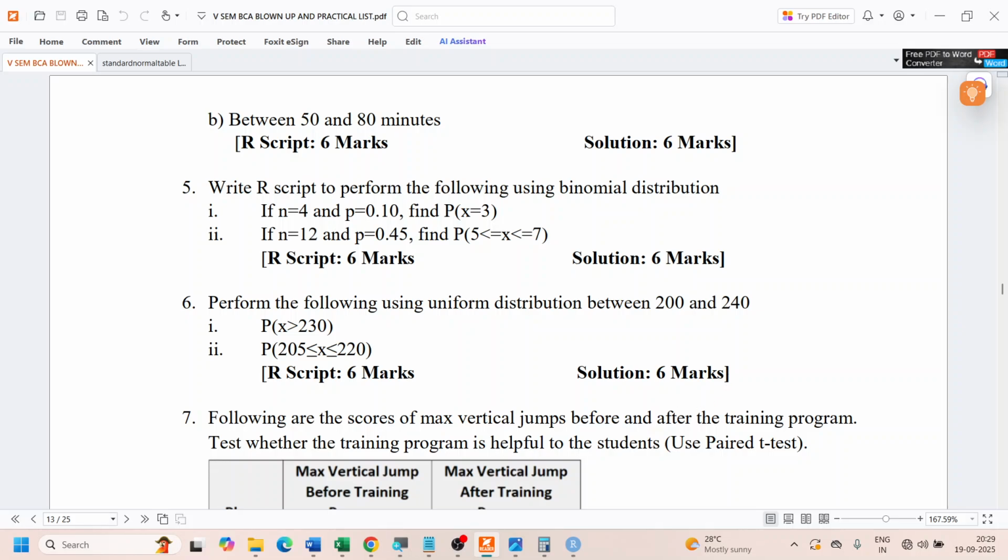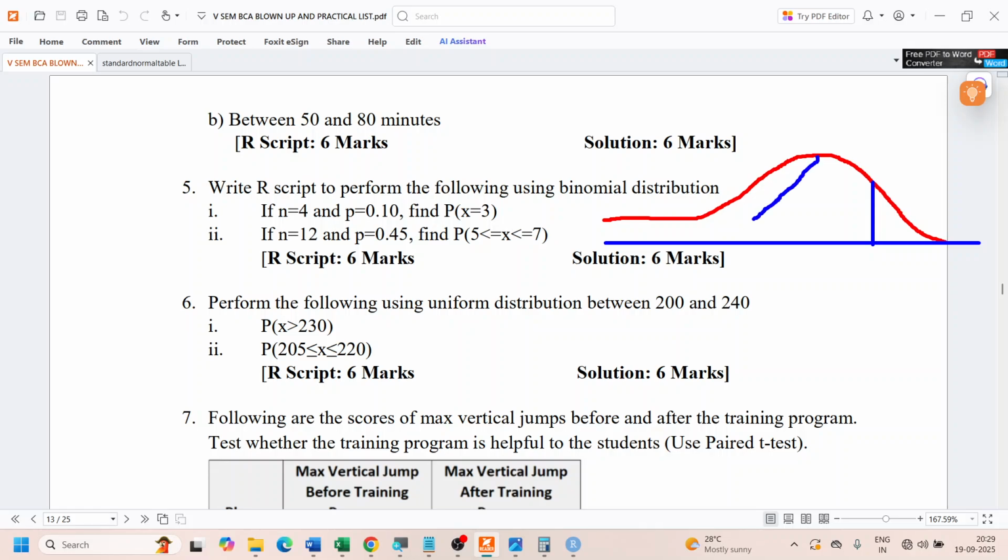What is the solution? Remember, you have this bell curve. First get the value for 80. Let's assume that this is 80, I'm just giving some value. You get all the area before 80, the entire probability before 80. So you get this entire area before 80.